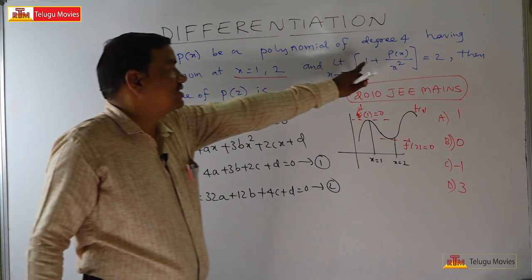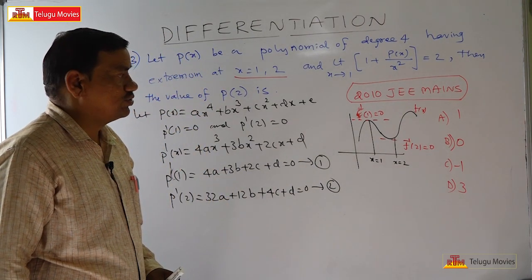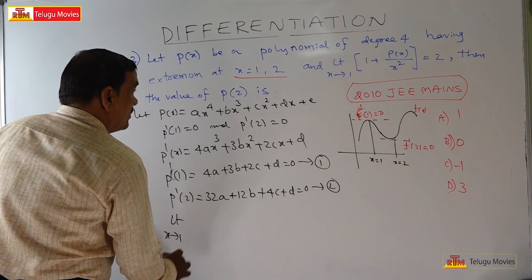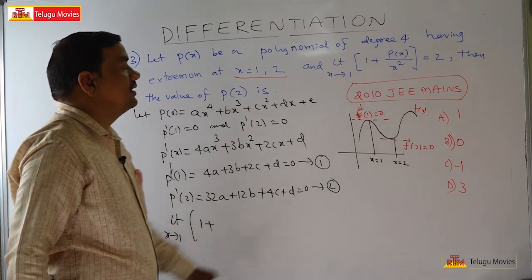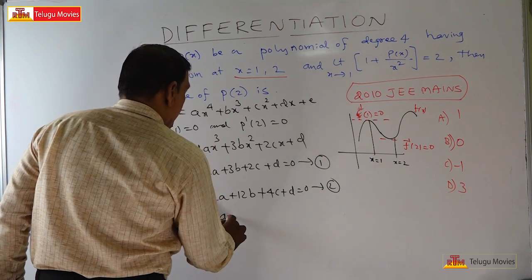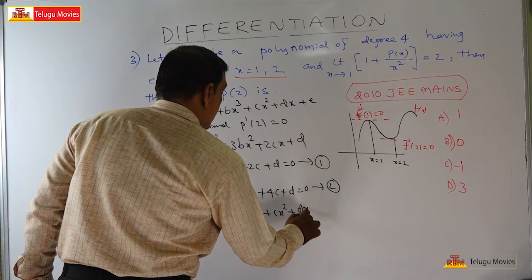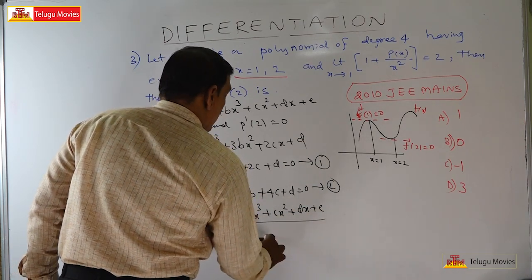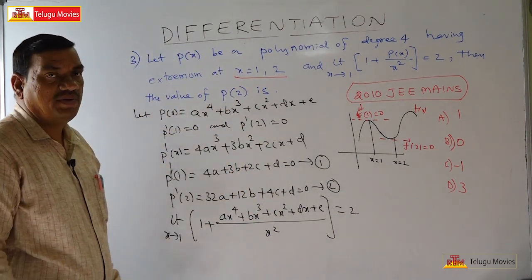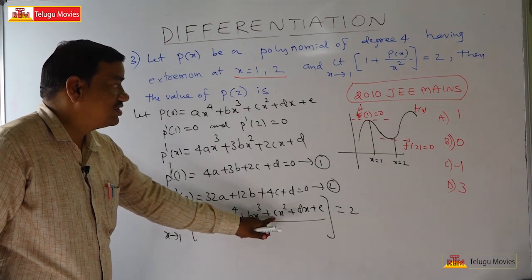Now coming to the limit concept. Limit x tends to 0 of 1 plus p of x by x square is equal to 2. So let us take that one. Limit x tends to 0 of 1 plus p of x means your polynomial, what is that polynomial? ax to the power of 4 plus bx cube plus cx square plus dx plus e, whole divided by x square, is equal to 2. The limit value is given as 2. Now, if you simplify this, here x square will come. Here also cx square is there.